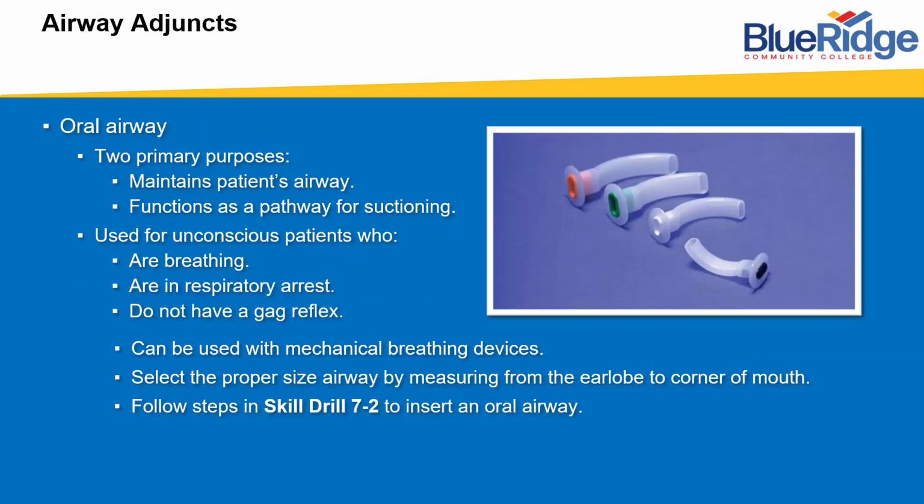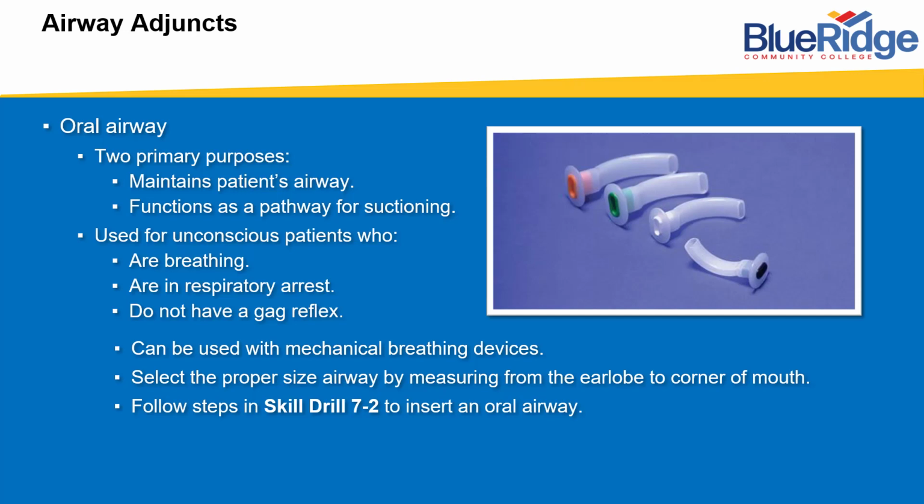So circling back to those airway adjuncts that we mentioned a few minutes ago, you have two primary purposes with an oral airway. It maintains the patient's airway, and it functions as a pathway for suctioning. Oral airways can be used for unconscious patients who are breathing, are in respiratory arrest, or do not have a gag reflex. These airways can be used with mechanical breathing devices such as a pocket mask or a bag valve mask. There are two styles of oral airways.